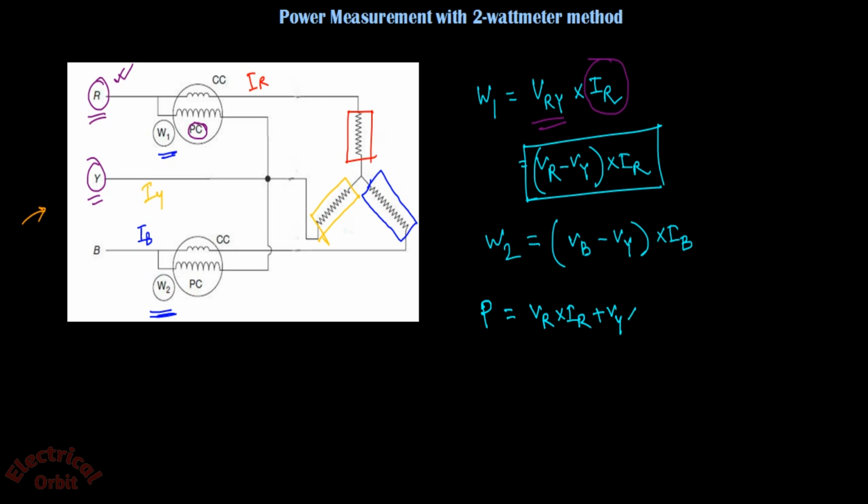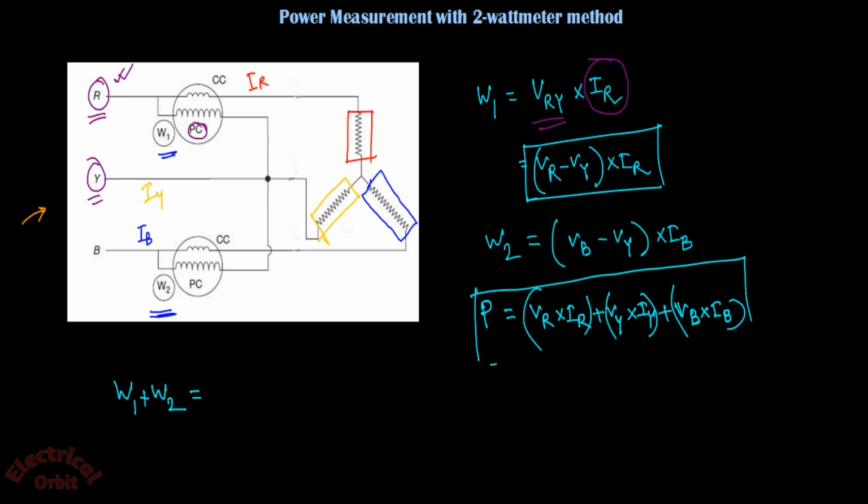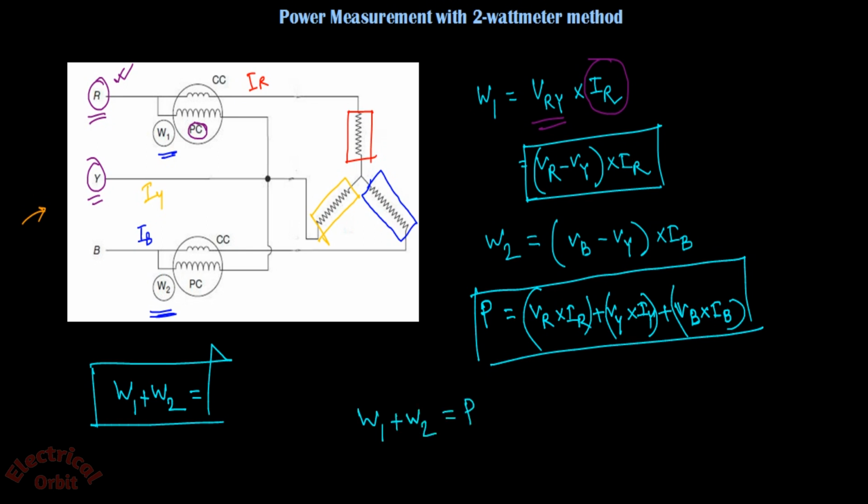plus Vy into Iy plus Vb into Ib. This is because power is equal to voltage into current. I have earlier mentioned it. Now if you go for addition of W1 plus W2, then you can obtain this much of power or this relation by adding the two wattmeter readings. That means your W1 plus W2 is equal to your total power consumption of load, that is P.